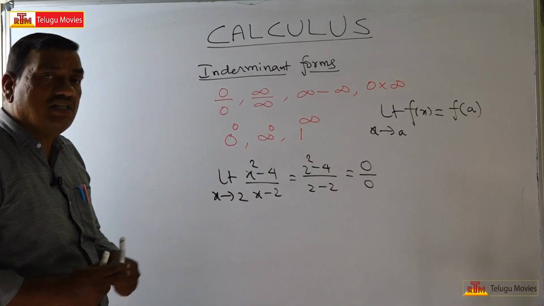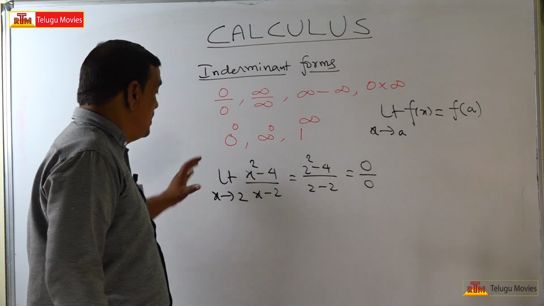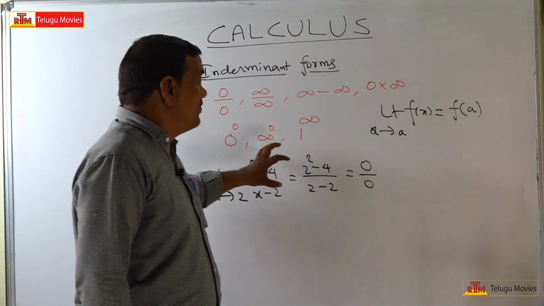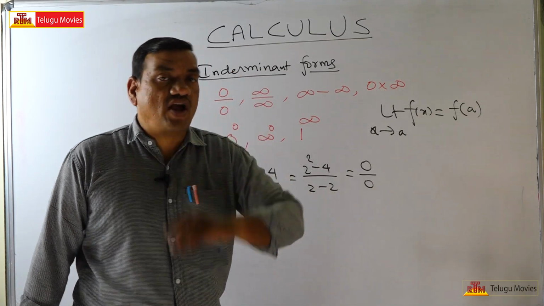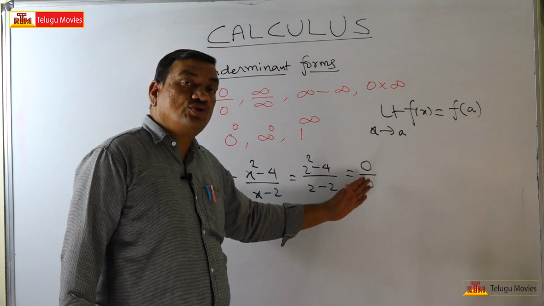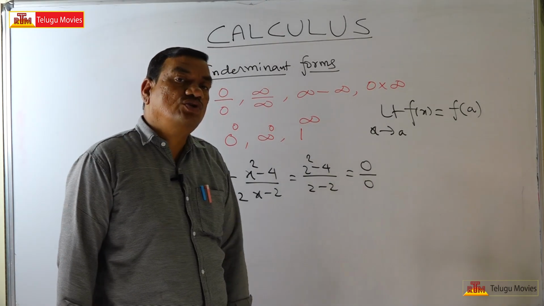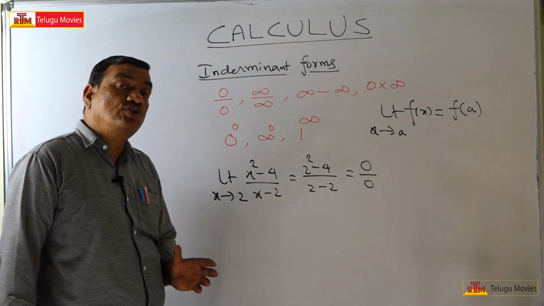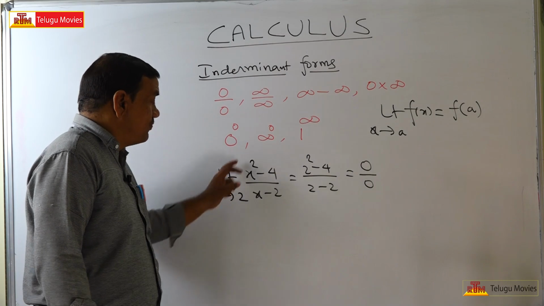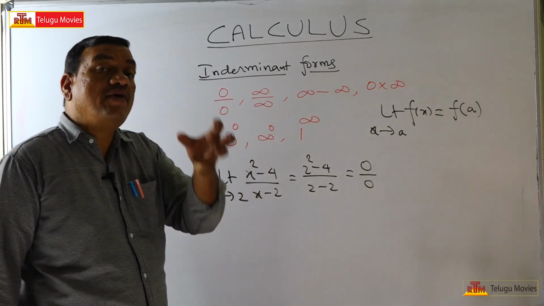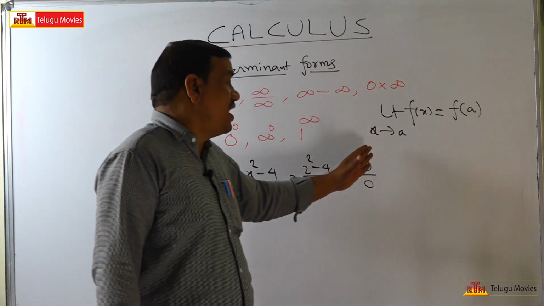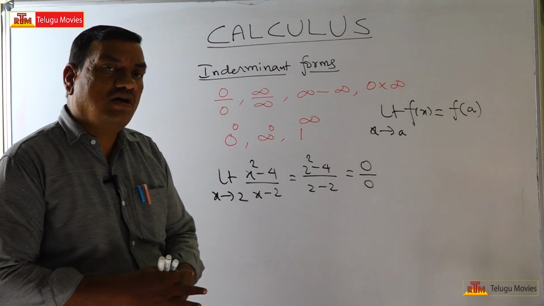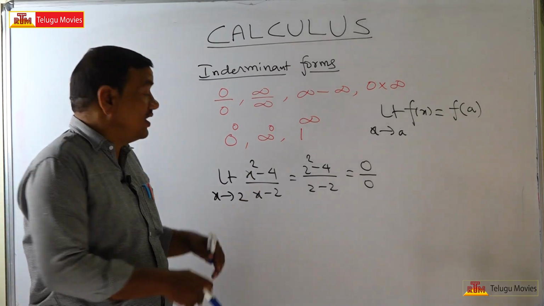Is that the answer, 0 by 0? Does this function approach 0 by 0? Is there any meaning for that? Any function should approach a finite value. It cannot approach an indeterminate form. As x approaches 2, a finite value, the function should also approach a finite value, which cannot be this form. Then what will be the answer? Therefore, the limit does not exist. Therefore, can we leave this problem?